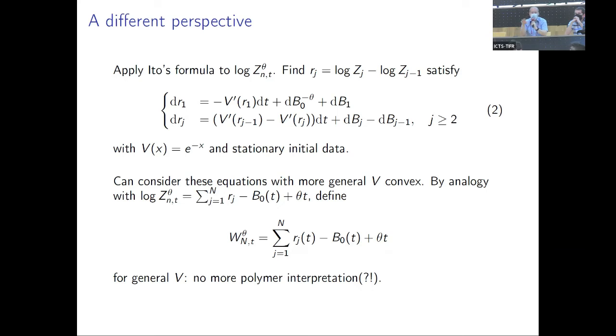But I also had a question. You can get to last passage from polymers by taking a zero temperature limit. And last passage is kind of a simpler model, maybe. Is there a zero temperature limit here? That's a good question. I don't really know.